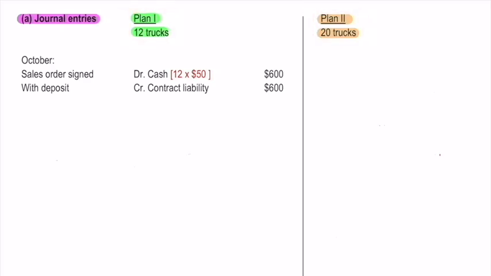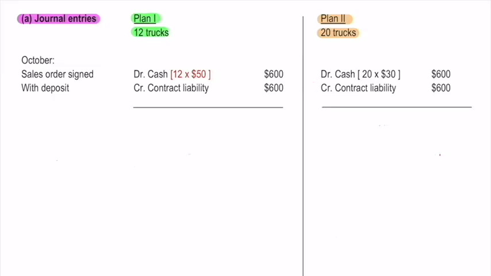We do the same entry for Plan 2. Debit cash, credit contract liability. For Plan 2, 20 trucks multiplied by deposit of $30,000 is $600,000. Debit cash, credit contract liability $600,000. This is in the month of October.